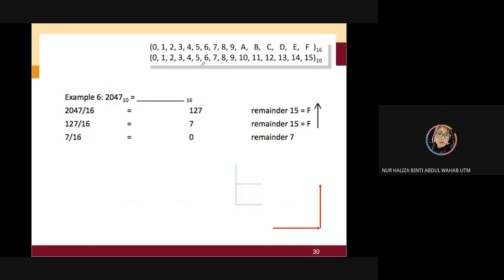Okay, let's say you have another example. You have 2047 decimal, you want to convert to base 16. So you can divide by 16. What is the answer? I don't know. It will be 127 and it must have a remainder. What is the remainder? The remainder is 15.